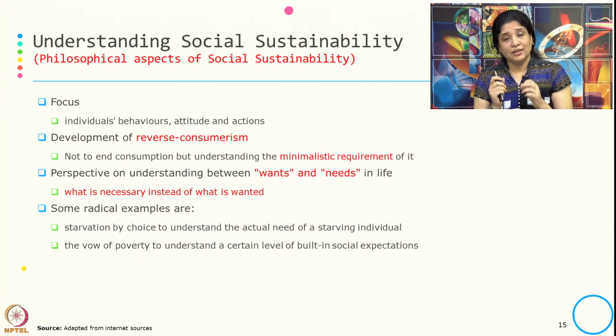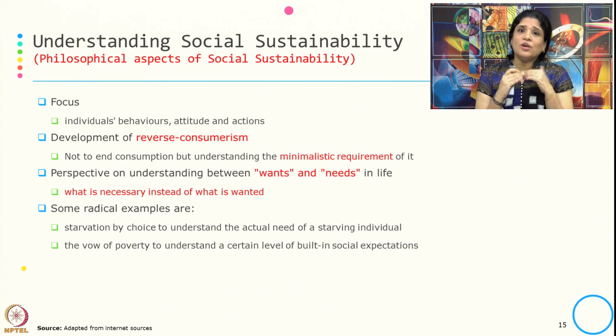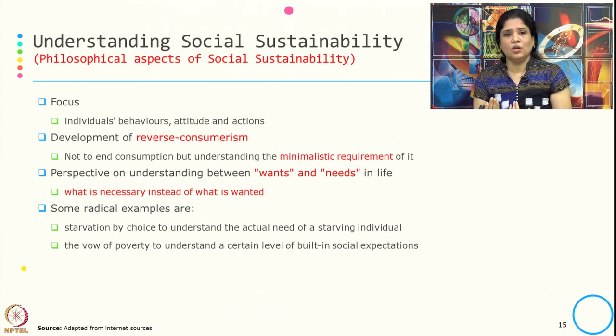So, you will feel that in many cases minimalism has become a new tagline to show how we are concerned for the environment and for the society. But here, even if the social sustainability philosophy says that we should consume less, it is not about ending consumption. It is about understanding the minimalistic requirement and acting accordingly.